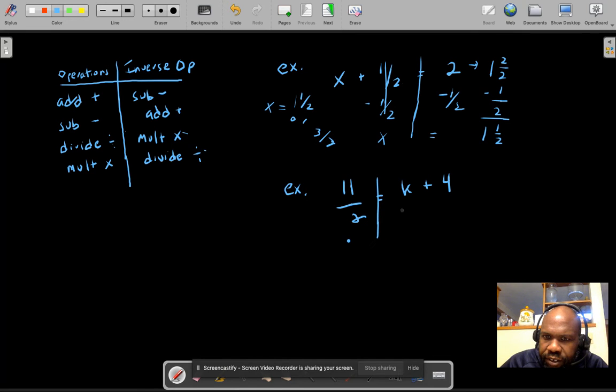One stepper. Okay, so we have positive 4, so the inverse is -4. So we have to subtract 4 from both sides.